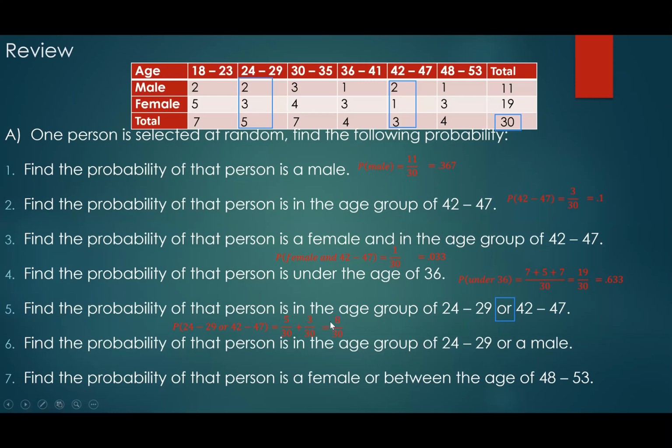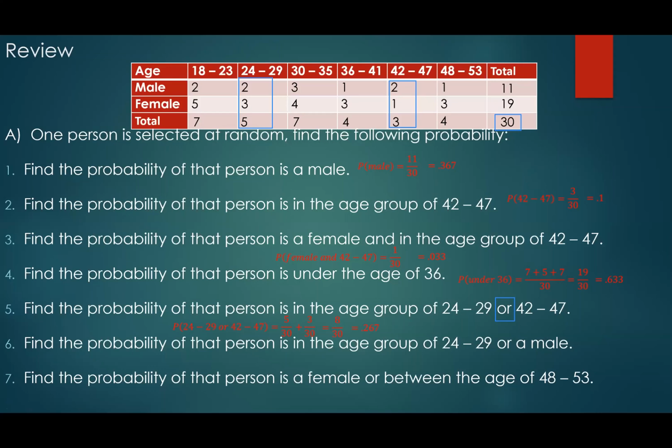You add them up and you call it a day. You add them up, you have 8 people in either the age group of 24 to 29 or 42 to 47, divided by 30, which gives you 0.267.